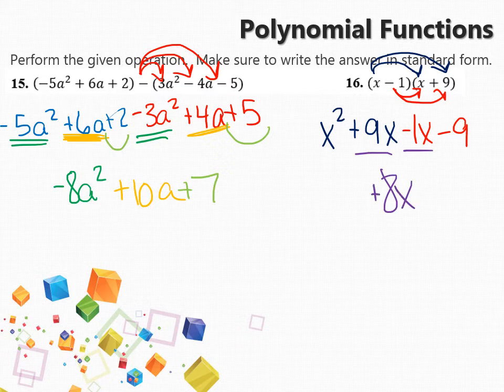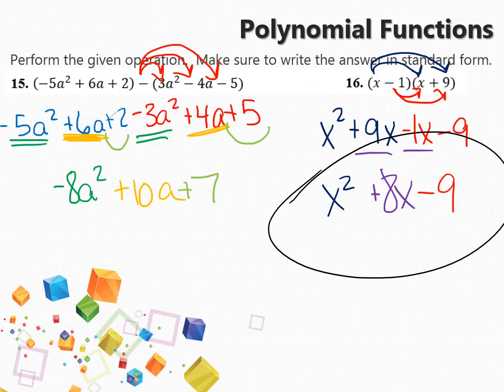Let's drop down that x squared. We'll drop down that minus 9. We have no other like terms. It's in standard form.